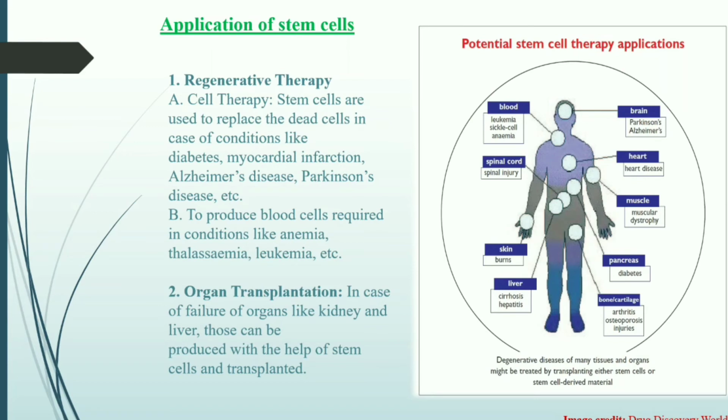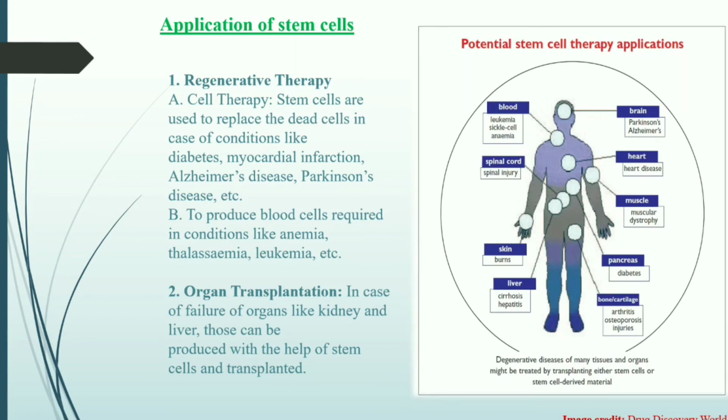To produce cells required in conditions like anemia, where the RBCs are weak, and leukemia, that is the blood cancer. Later, there is organ transplantation in case of organ failures like kidney and liver. Those can be produced with the help of stem cells and transplanted again. There is an image on the right which shows the degenerative diseases of many tissues and organs which might be treated by transplanting either stem cells or stem cell derived material.